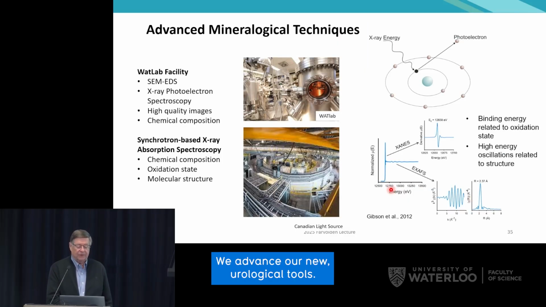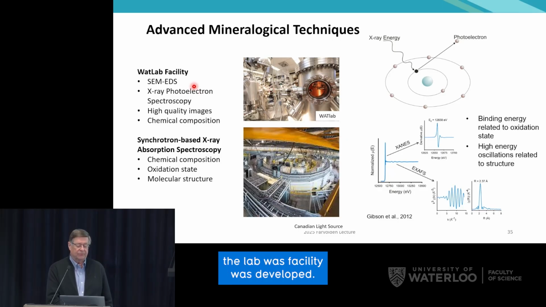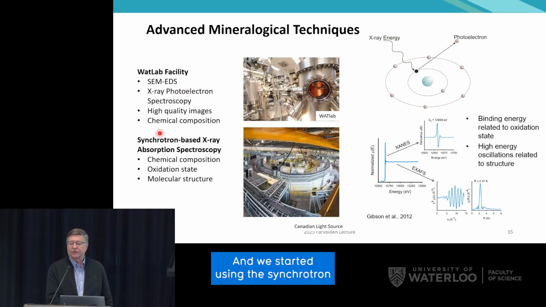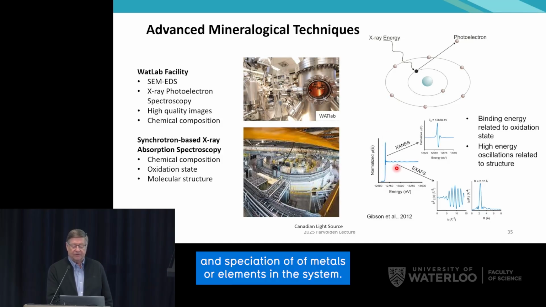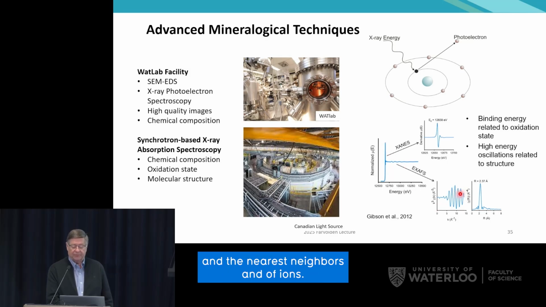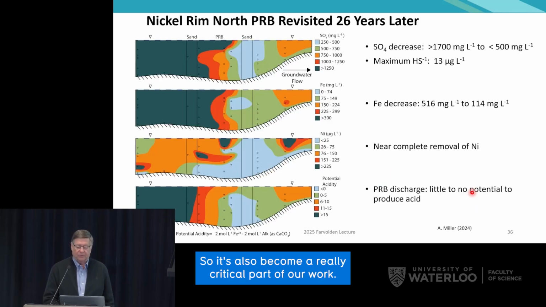We advanced our mineralogical tools. At Waterloo, the lab facility was developed. It's a variety of SEMs and spectroscopy techniques. And we started using the synchrotrons both at Argonne National Lab near Chicago and at the Canadian Light Source. So that gives us the oxidation state and speciation of metals or elements in the system, and also a lot of information on the structure and the nearest neighbors of ions. So those have become a really critical part of our work.